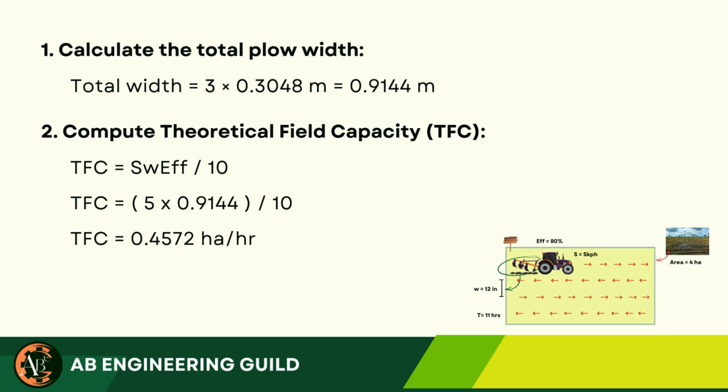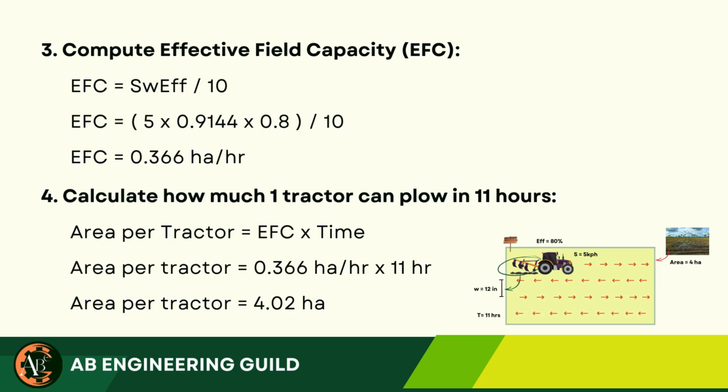But here's an important note, friends: when calculating theoretical capacity, we assume 100% efficiency. That means the efficiency value becomes 1, and sometimes it's not even included in the formula. So, we substitute the values: 5 kilometers per hour times 0.914 meters, divided by 10. That gives us a TFC of 0.4572 hectares per hour. In other words, under perfect conditions, one tractor can plow about 0.457 hectares in 1 hour. This sets the stage for figuring out how many tractors are needed to finish plowing the 4-hectare field within 11 hours. Now let's move forward.